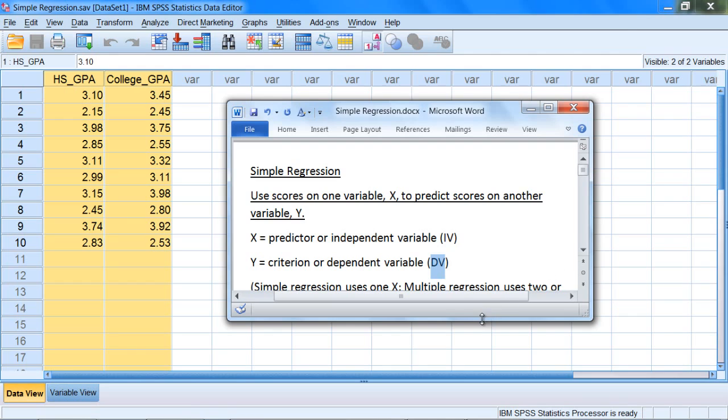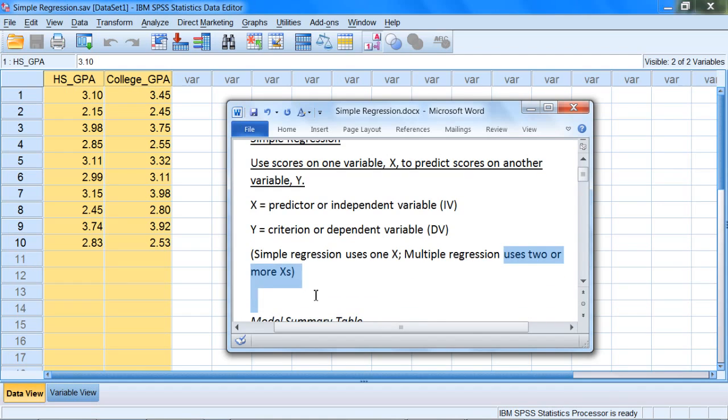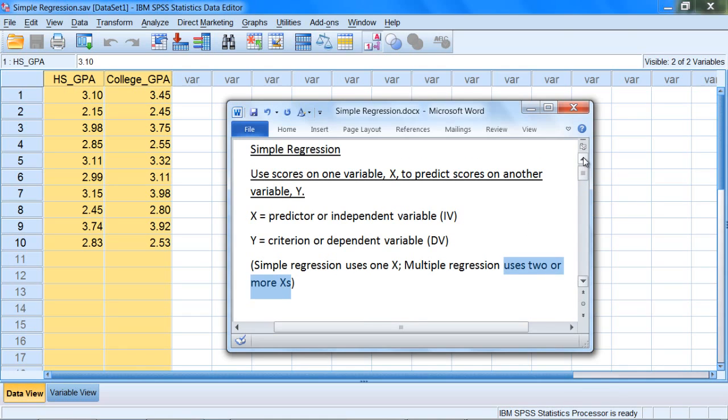And simple regression uses one x or one independent variable or predictor. Multiple regression, if you're curious what that is, is very similar to simple regression. It just happens to use not one x, but two or more x's. And that's the key difference. Now, there are some differences when we run the analysis in SPSS with multiple regression as compared to simple regression. But the big picture is that it just uses two or more independent variables, whereas simple regression uses one independent variable.